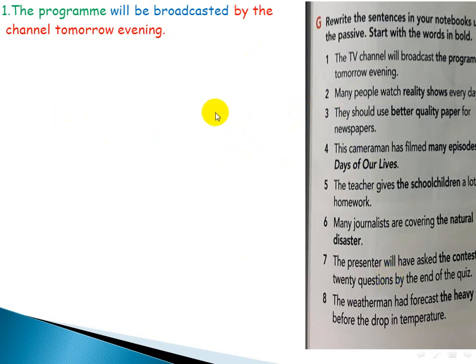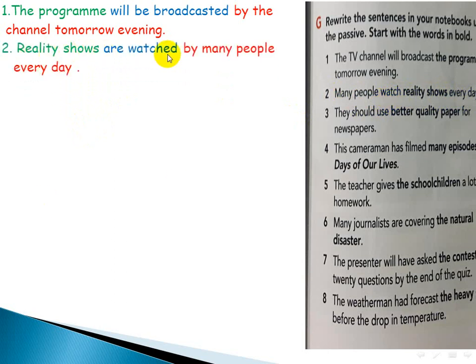Okay, guys, let's answer this one together, and you can check your answer now. Many people watch reality shows every day. We have "reality shows," so start with reality shows. And what is the tense of this sentence? We have "watch." This is verb 1. So you have to use am, is, are. So the answer is "reality shows are watched by many people every day."